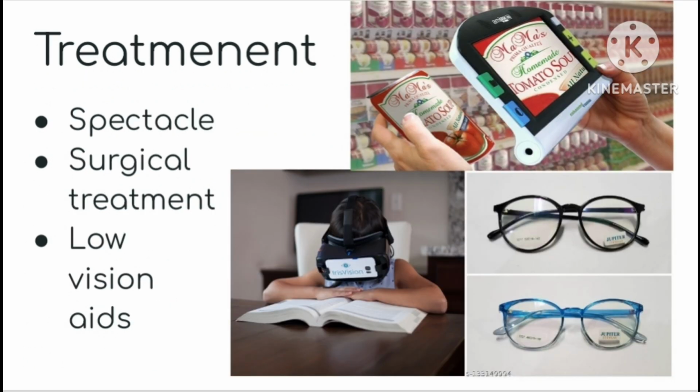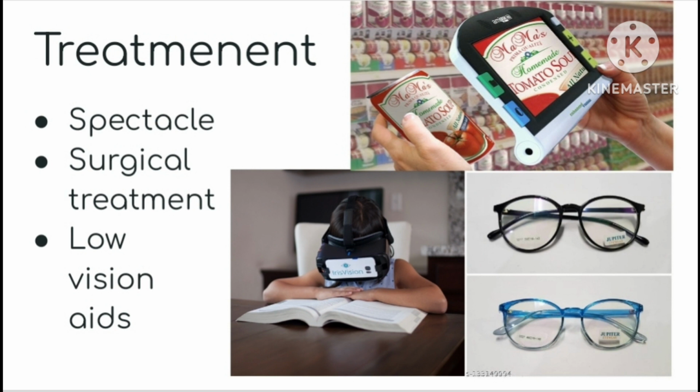Treatment of myopia. Myopia can be treated by giving concave lenses in the form of spectacles or contact lenses. Contact lenses are used when there is high myopia, up to 10 to 40 diopters. At that time, if we use spectacles, it can cause peripheral distortion and magnification of the objects, which means the objects appear smaller than normal. Then there can be surgical treatment and low vision aids.